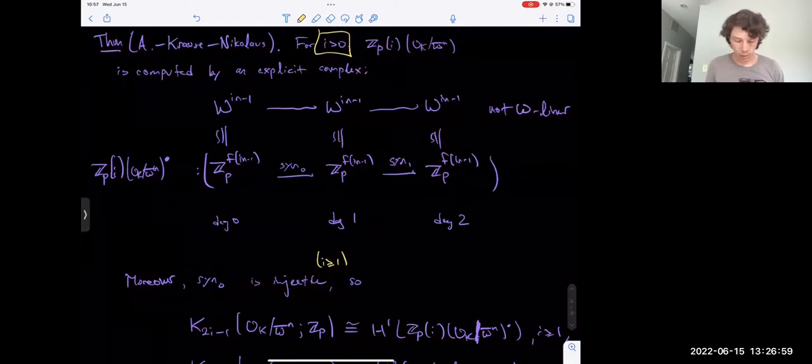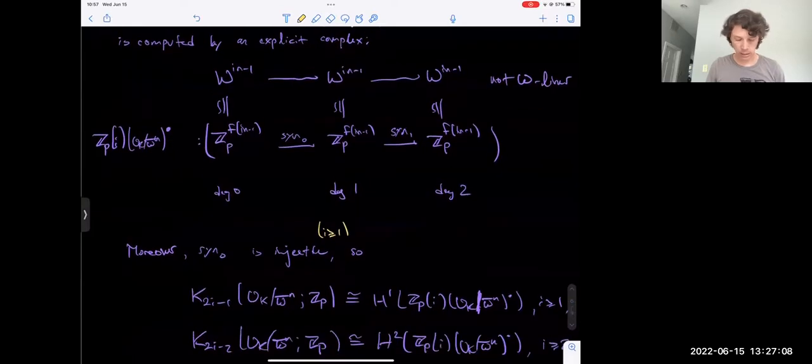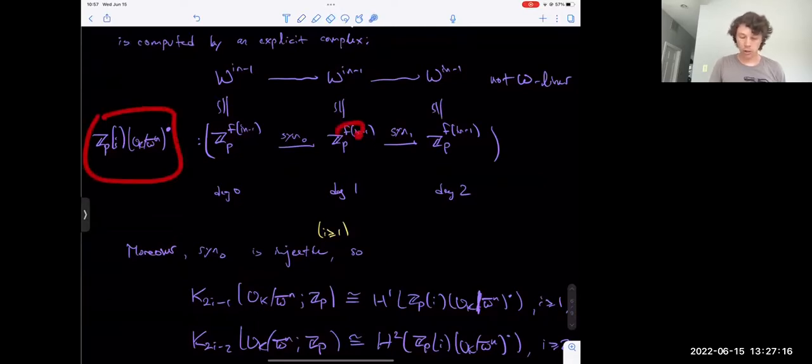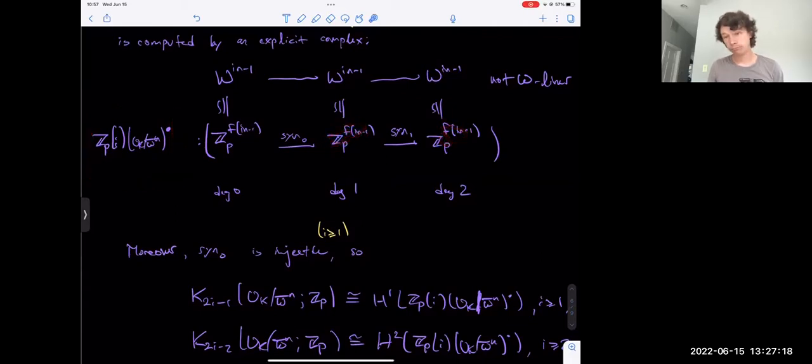So in positive weights, we can do this. Weight 0 is easy. That just always spits out Z/p. So it's straightforward to take care of that case. So this sin 0 is injective. And that means that this complex has cohomology just in degree 1 and degree 2. And that has the effect that the spectral sequence degenerates and there are no extension problems.